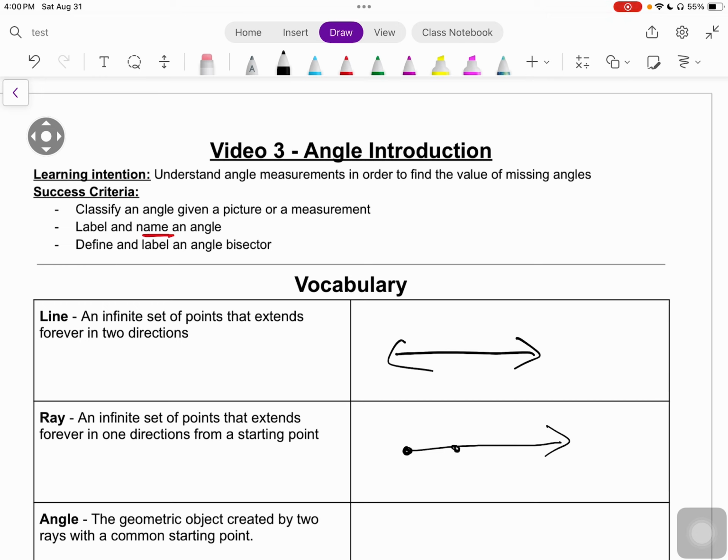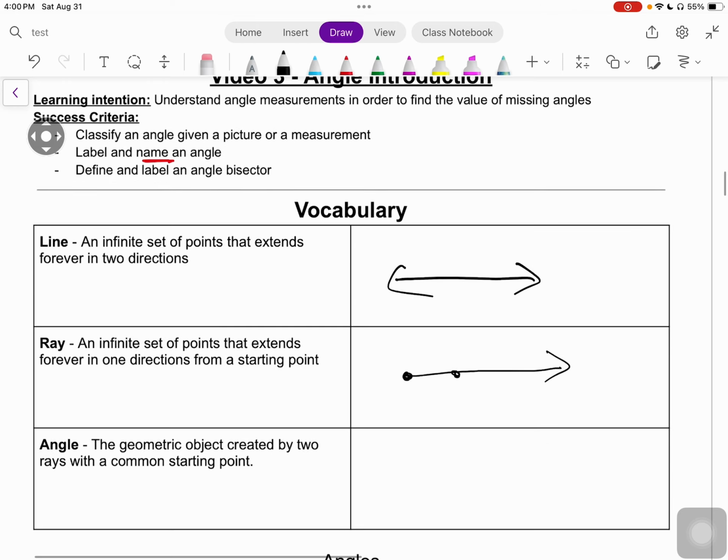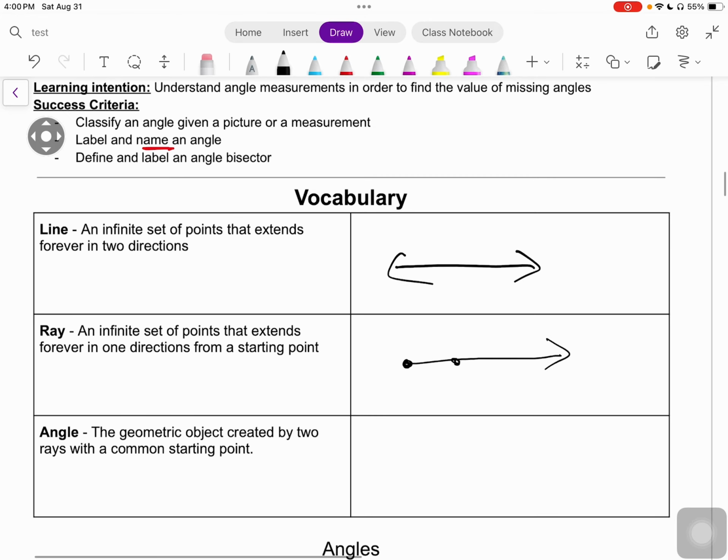We don't do too much with these types. They're not really measuring. But when we put two rays together, or we put two line segments together, we create angles. That's going to be the big point in this video here. So an angle is the geometric object created by two rays with a common starting point. If we have a ray down here, with an arrow on one side, this would be the first ray. If we have a second ray going in this direction, this being the common point, this is that common point that it's referring to.